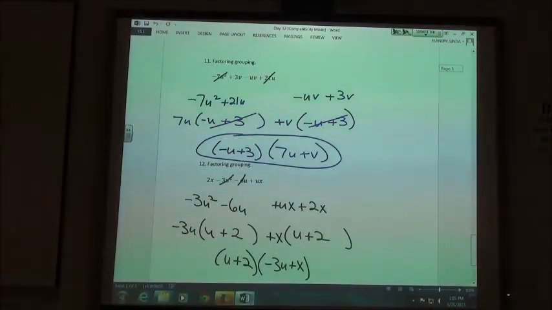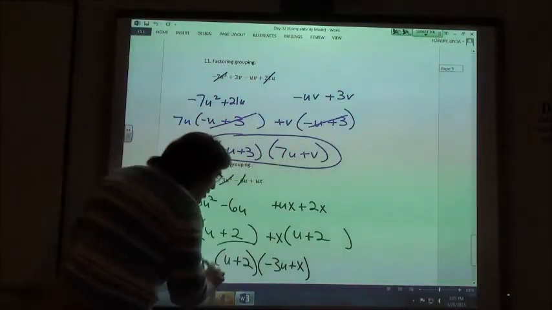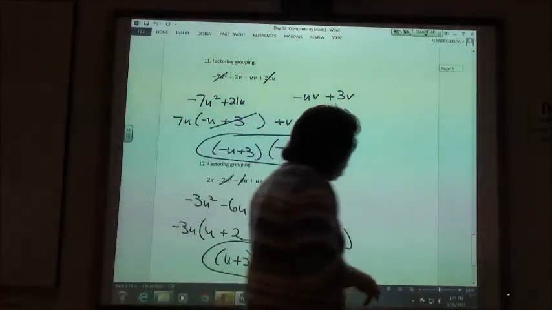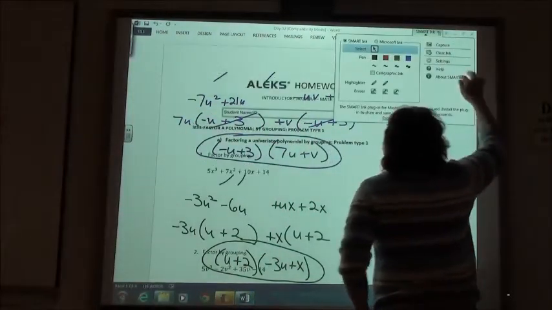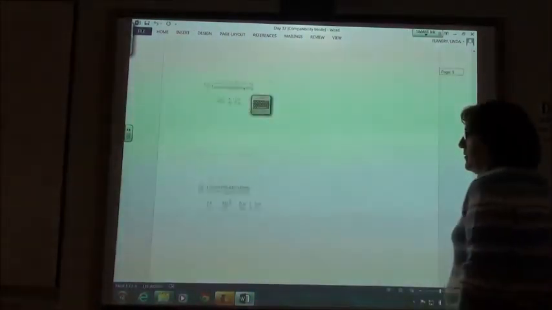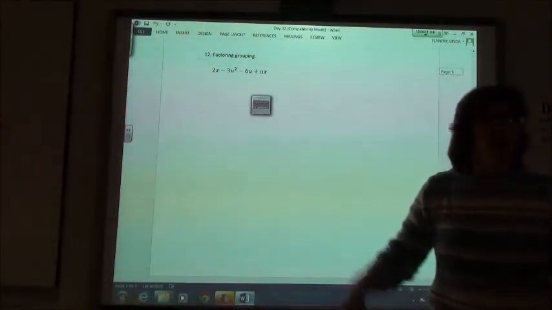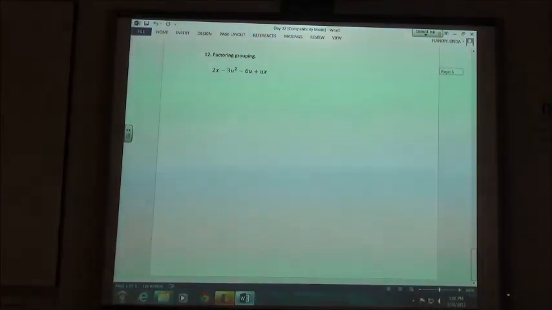again, if you weren't sure you did it right, you can always FOIL it out and check to see if you get your terms that you're supposed to get and all your signs are right and all that good stuff. They only put four things on that page. They must have figured it was all factoring by grouping. That's what you're going to do today.